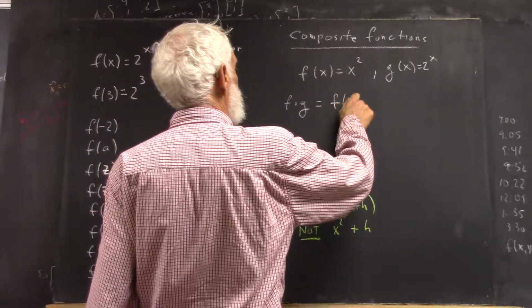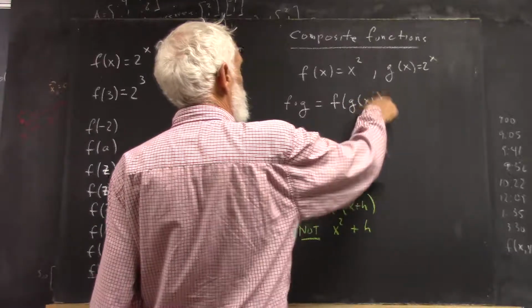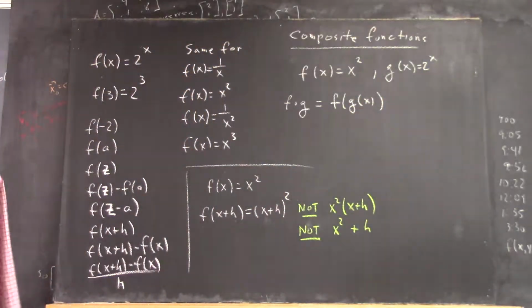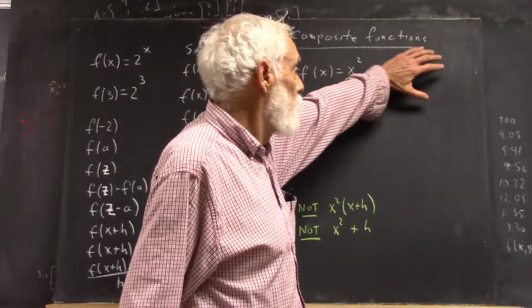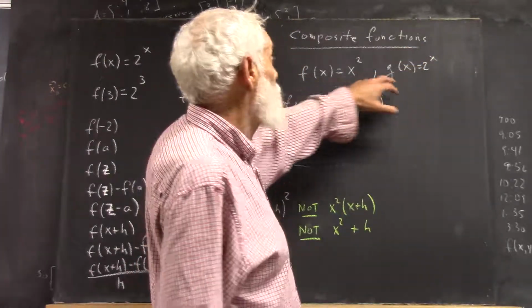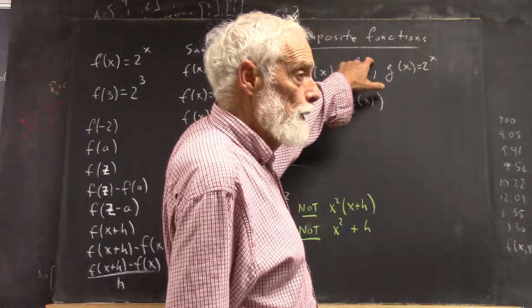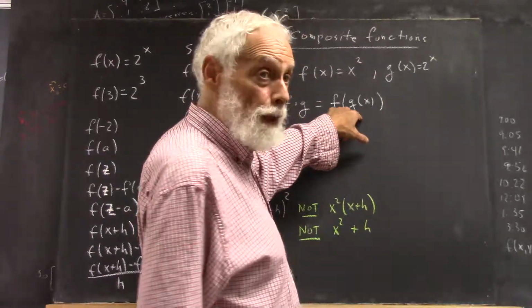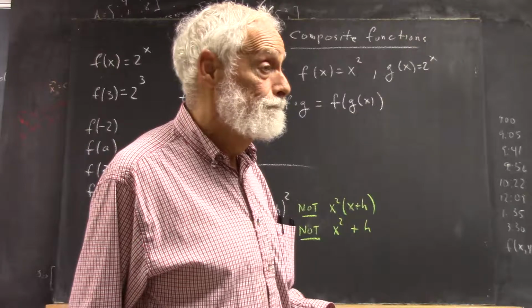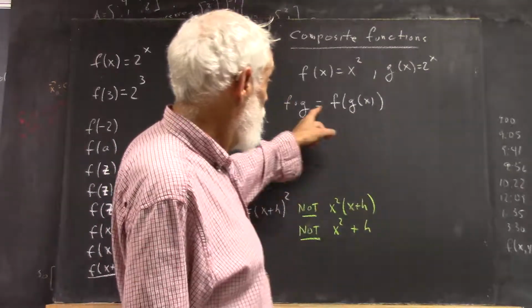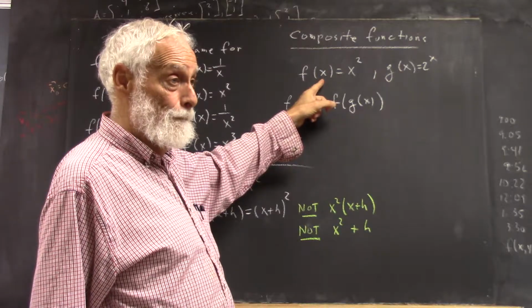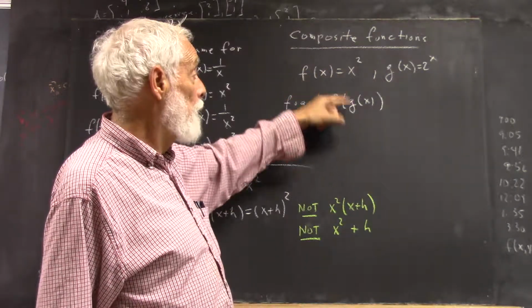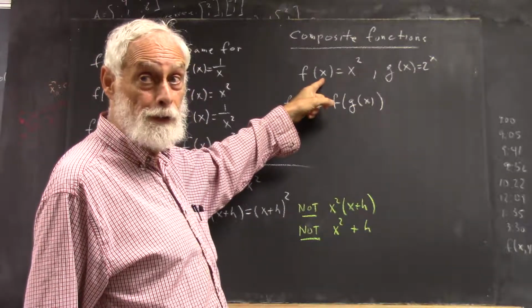f of g of x. Okay? Now, if f of x equals x squared, forget what g of x is. Whatever g of x is, if f of x equals x squared, then how do you follow the rule to write out what f of g of x is? Well, if you got f of g of x, what's replacing x? There's something in these parentheses here that has replaced the x. What is it?